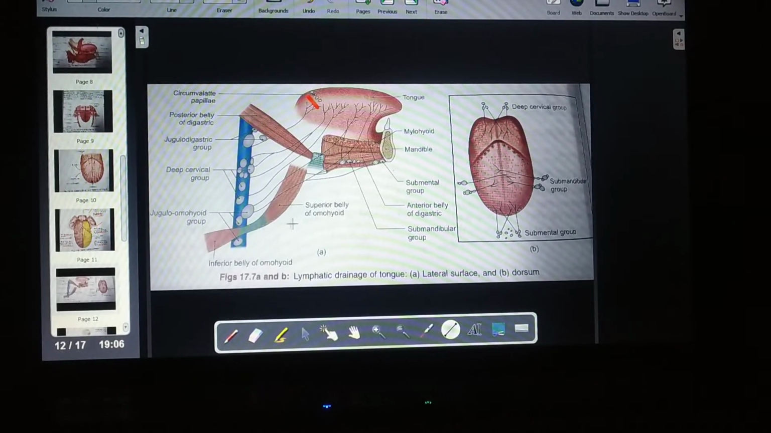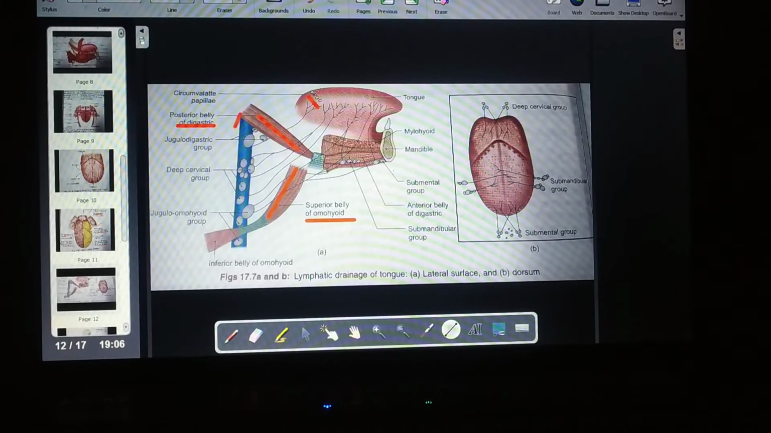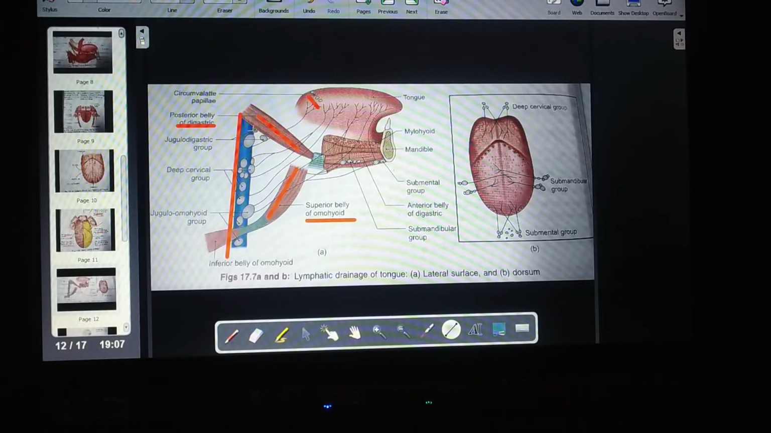Then this is actually the superior belly of omohyoid. These are the muscles that you should know. Then this is actually the posterior belly of digastric. So between these two muscles, this one and this one, there is present this. This is actually a group of lymph nodes present over here.